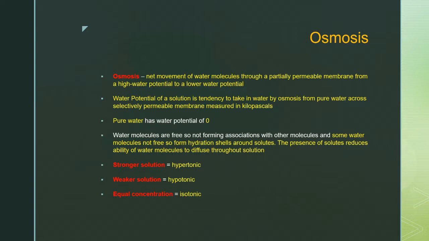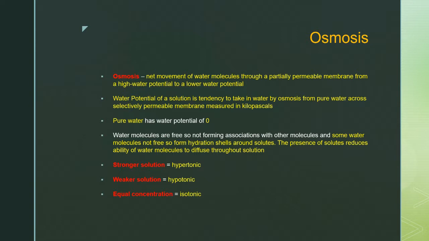Water potential is essentially just the tendency to take in water by osmosis from pure water across a selectively permeable membrane, measured in kilopascals. Pure water will have a water potential of 0. Water molecules are free, and so they do not form associations with other molecules, and some water molecules will not be free, so they will form hydration shells around these solutes. The presence of solutes will reduce the ability of water molecules to diffuse throughout the solution.